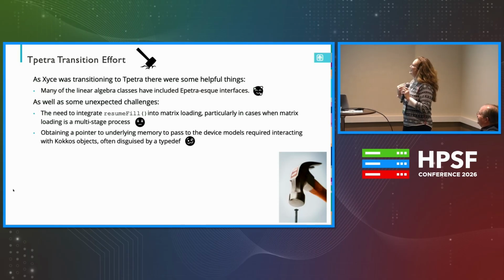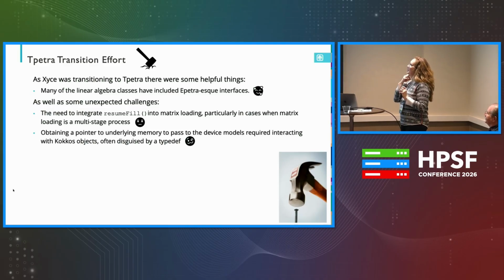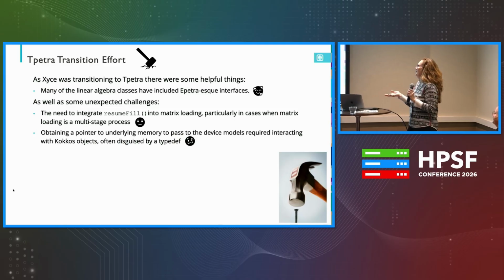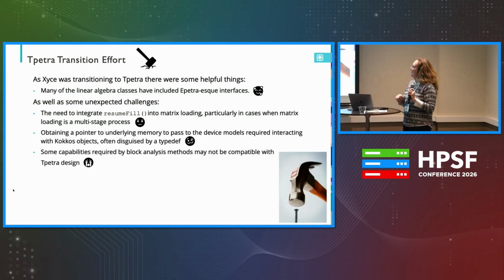So, obtaining a pointer to the underlying memory to pass to the device models, which I know is bad, shame on me, required interacting with Kokkos objects, which were disguised by a typedef. I love typedefs. God, they're great. What is that thing I'm messing with? I have no idea. It's a typedef. So sometimes I had to figure out things the hard way, but I got that.